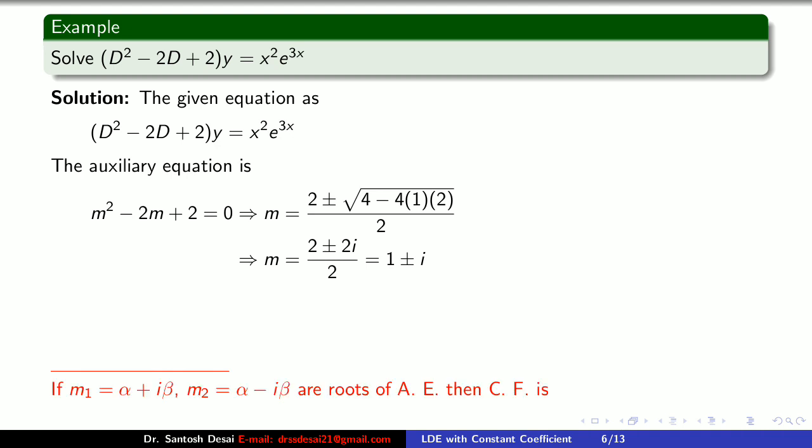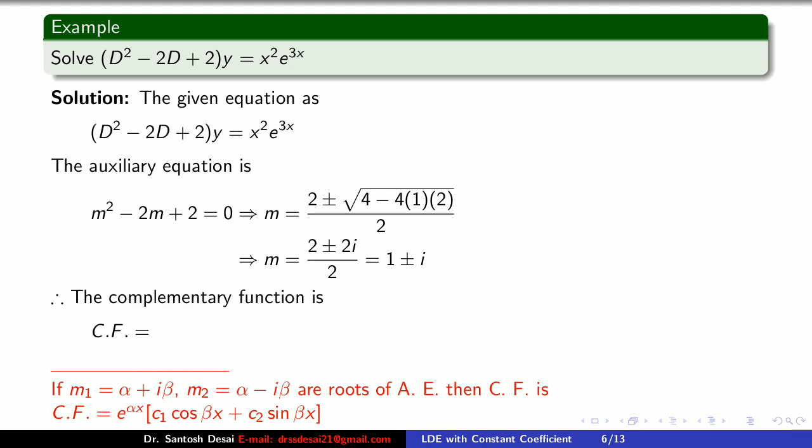Now we know that if m1 equal to α + iβ and m2 equal to α − iβ are the roots of the auxiliary equation, then the complementary function is CF equal to e^(αx) into (c1 cos βx + c2 sin βx). If you compare α ± iβ with 1 ± i, we get α equal to 1 and β equal to 1. So putting these values in the formula, we get the complementary function as CF equal to e^x into (c1 cos x + c2 sin x).